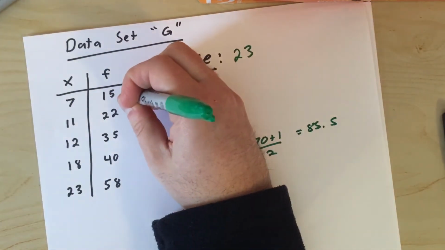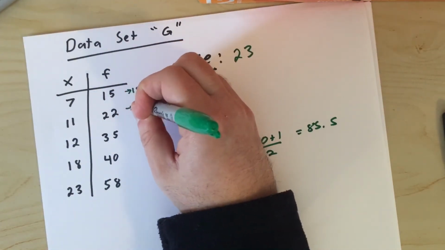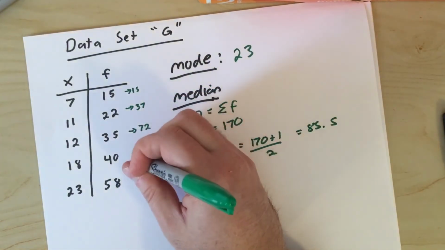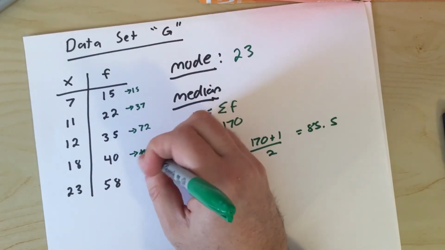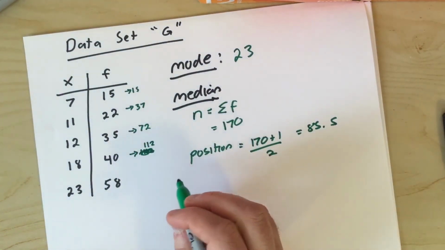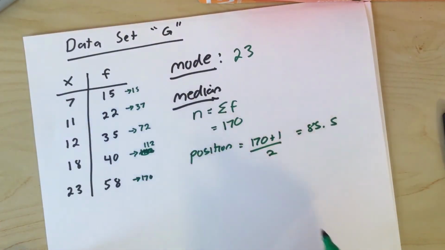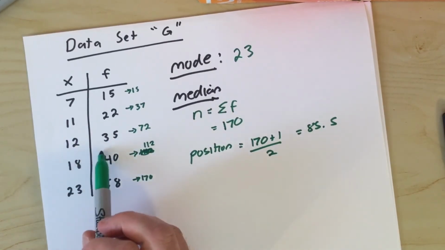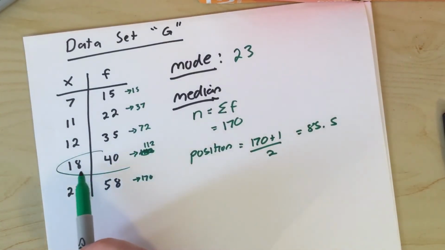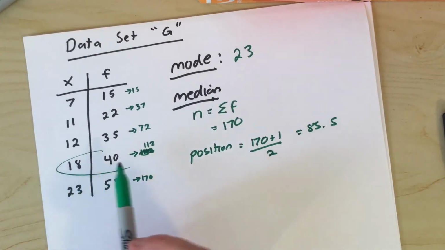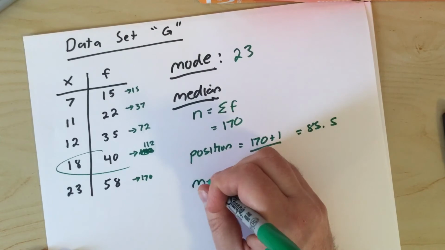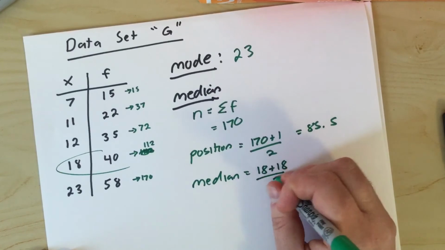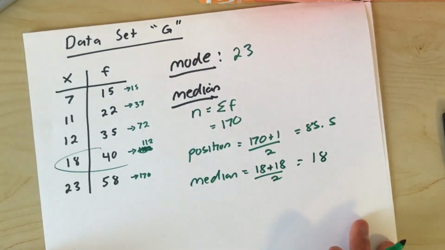So this goes up to the 15th number. This goes up to the 37th number. This goes up to the 72nd number. And this goes up to the 112th number. And this goes up to the 170th number. So for 85, this one only goes up to 72, so it's going to be in this zone over here. So the 85th number is going to be 18, and the 86th number is also going to be 18. So again, technically it's 2 numbers, but it's 18 plus 18 divided by 2, which is just 18.